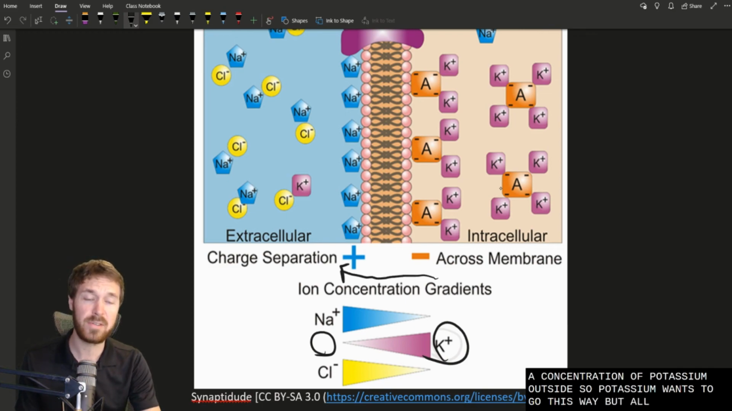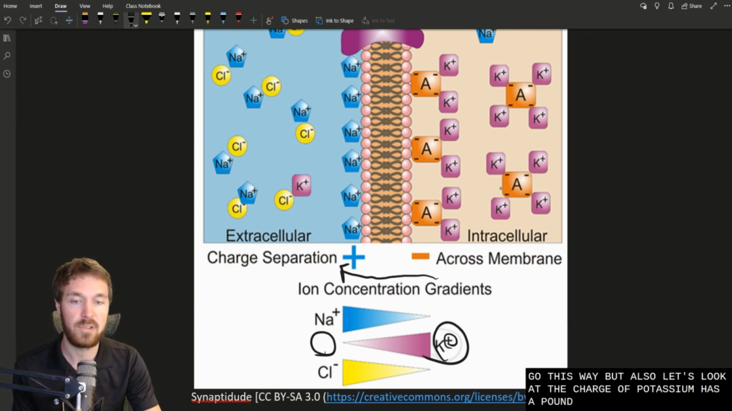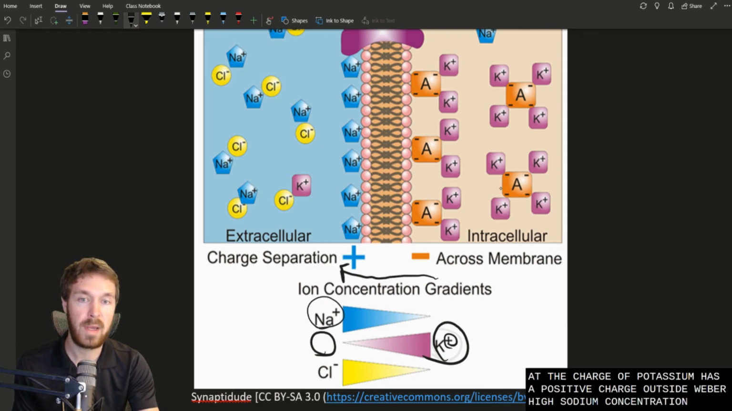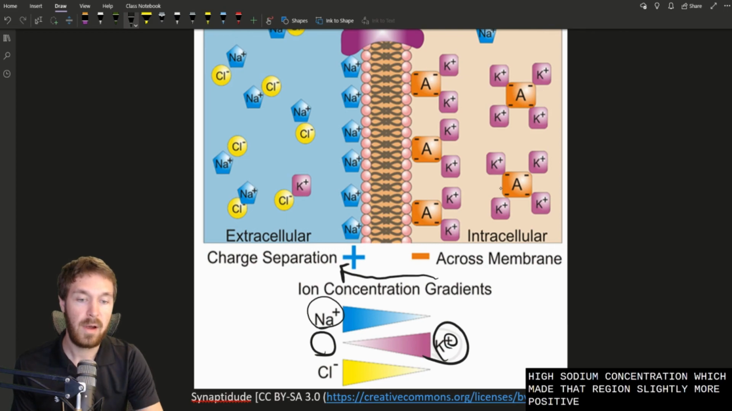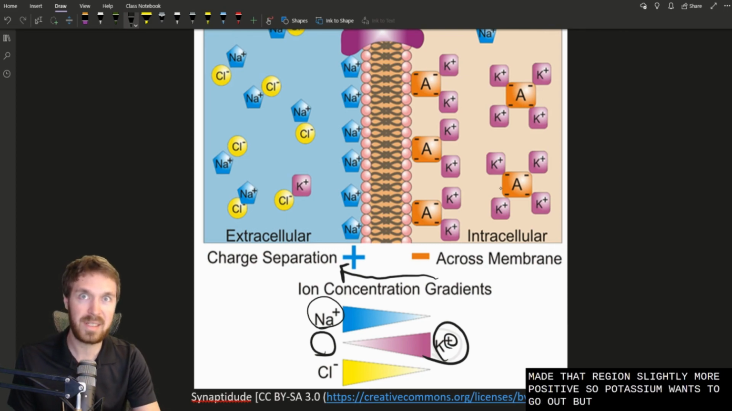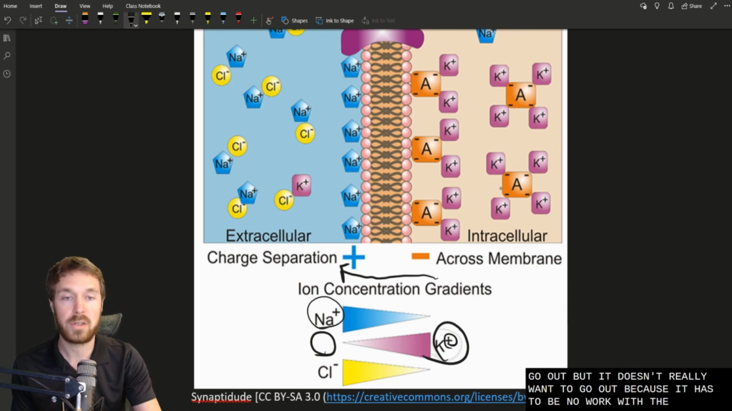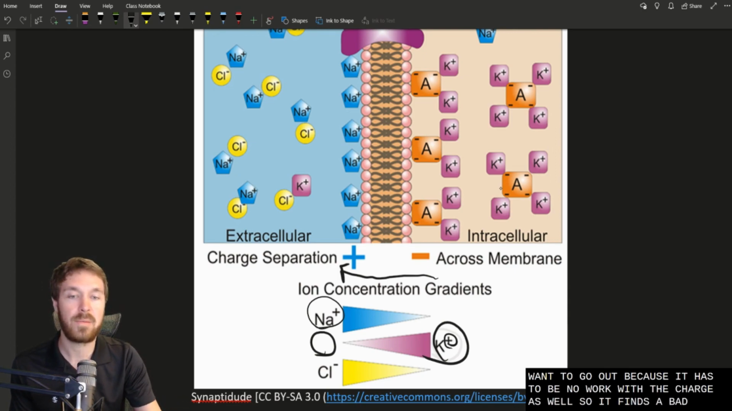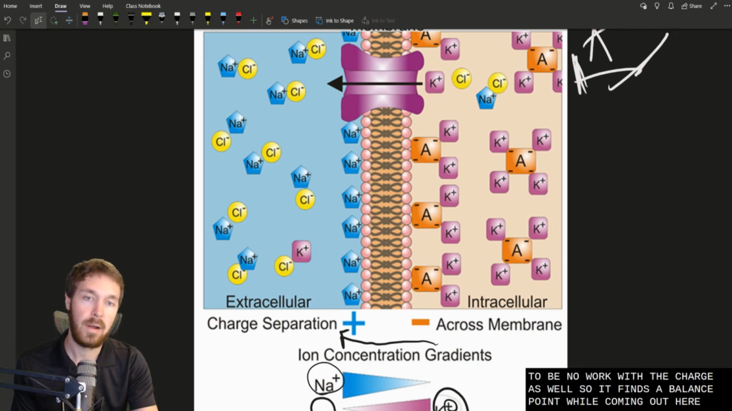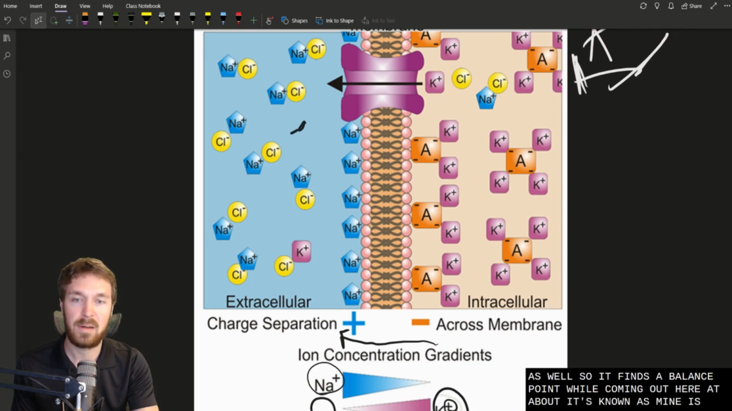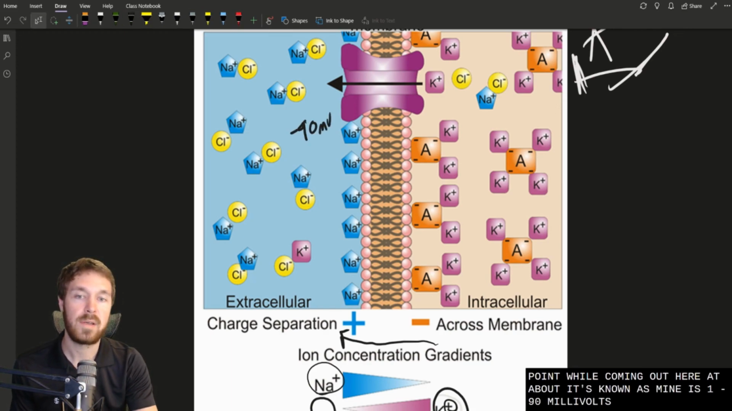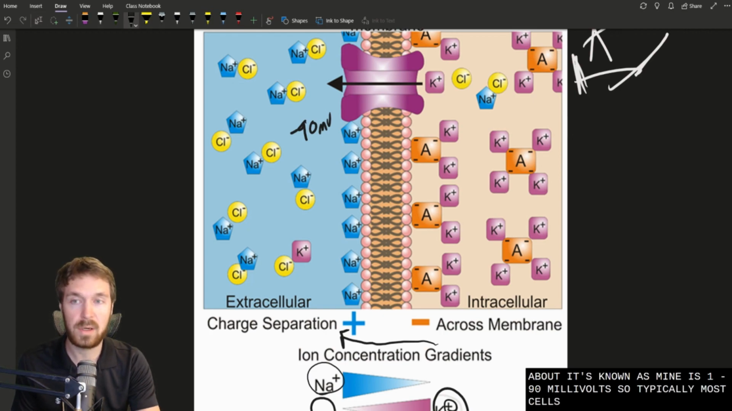But also let's look at the charge. Potassium has a positive charge. Outside we have a high sodium concentration, which makes that region slightly more positive. So potassium wants to go out, but it doesn't really want to go out because it has to work with the charge as well. So it finds a balance point while coming out here at around minus 90 millivolts. So typically most cells, excluding neurons, are sitting around minus 90 millivolts.